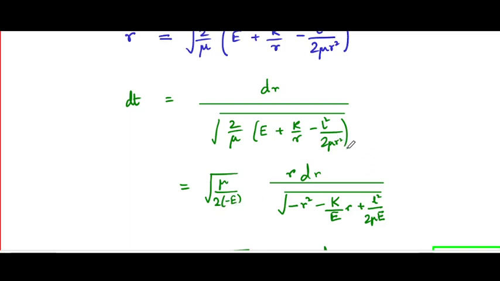And we can get rid of the 1 by r square in the square root by multiplying through by r square inside the square root, that is multiplying by r, the denominator, and of course at the same time multiplying the numerator also by r. So we get r dr, and once you have taken the minus e out, you get minus r square minus k by e into r plus L square by twice mu e.